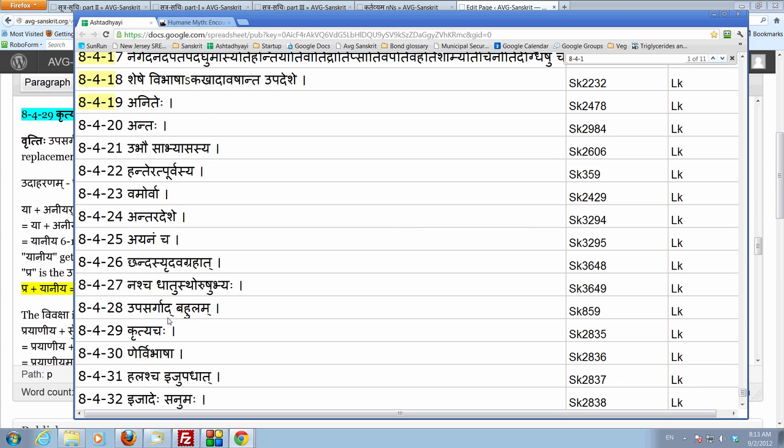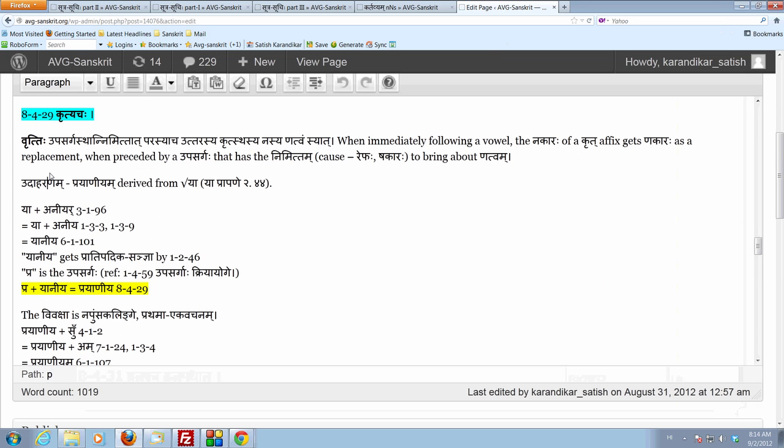Okay, with that background, let us look at this sutram in detail. Always read the vritti of the sutram. These two things we should do: look at the sutram, look at the Ashtadhyayi adhikara in which the sutram occurs, and then also read the vritti to make sure we have not missed any points. So the vritti says: upasarga sthan nimittat parasya uttarasya kritsthasya nasya natvam syat. The final thing is nasya natvam syat, which we know, but it says kritsthasya. That is why we're taking up this sutram right now.